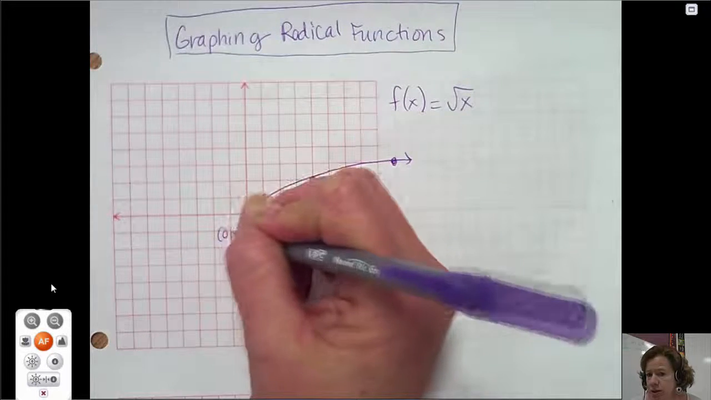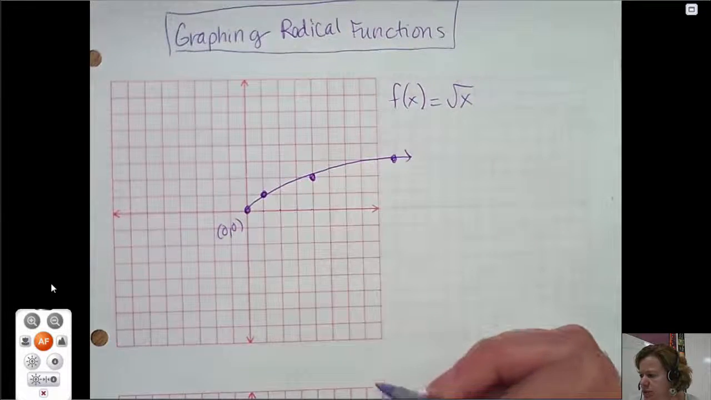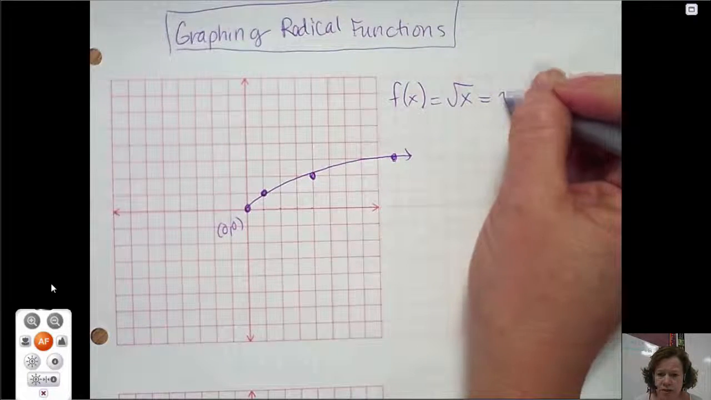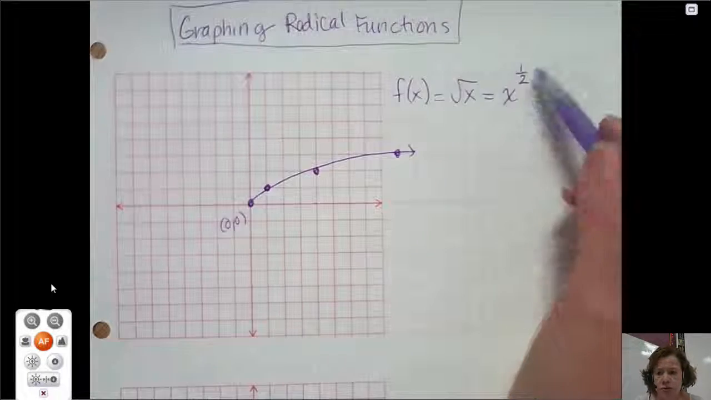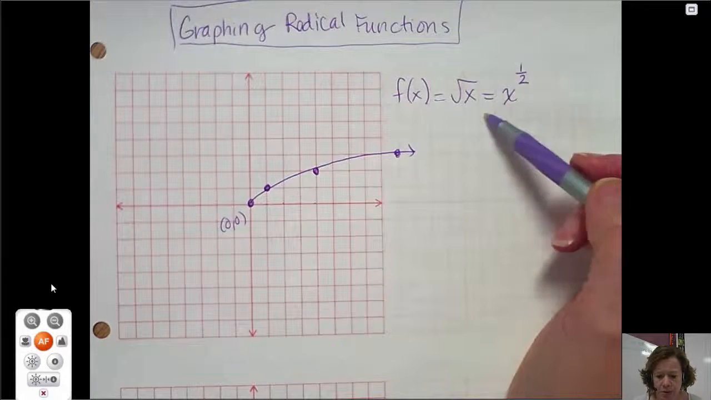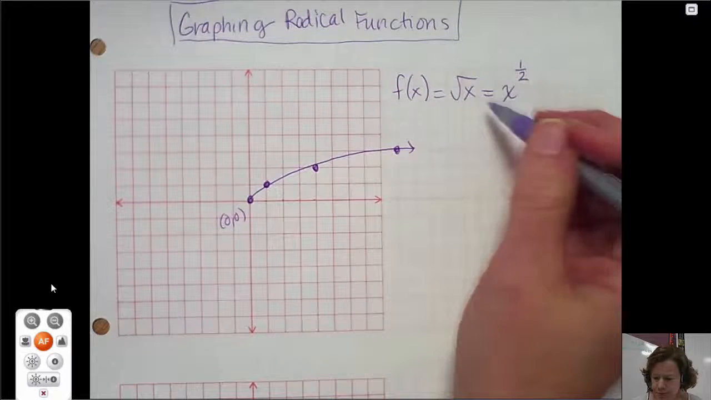Keep in mind though now that we could also name this x to the 1/2. Now that we know about our fraction exponents, our rational exponents, meaning roots. So just understand when you see f of x equals x to the 1/2, it's the same as your square root parent. Nothing else has changed.